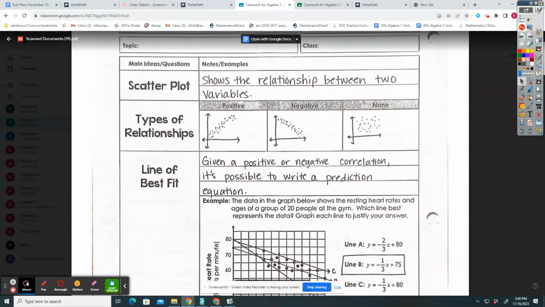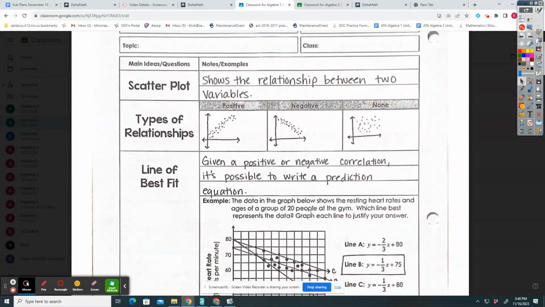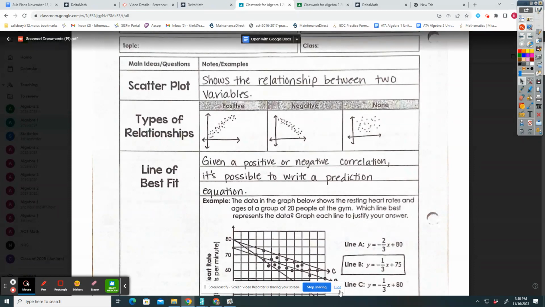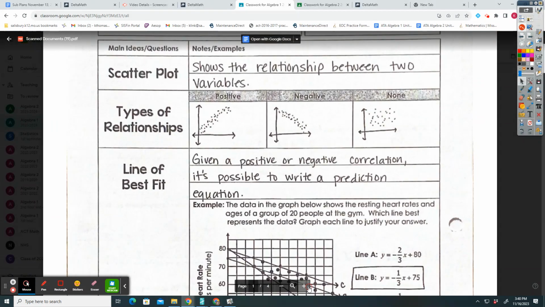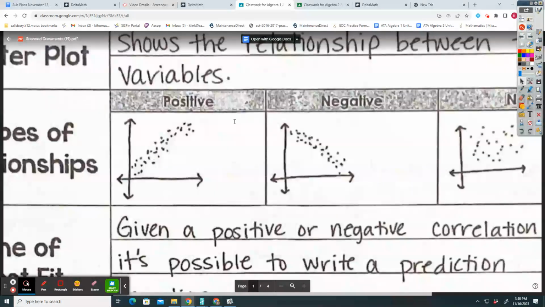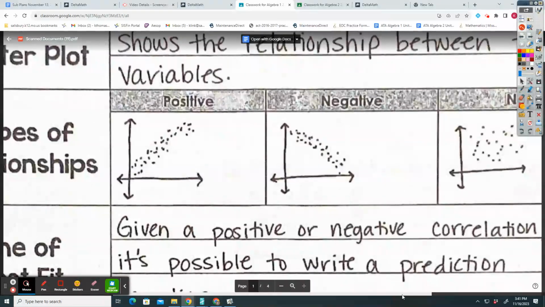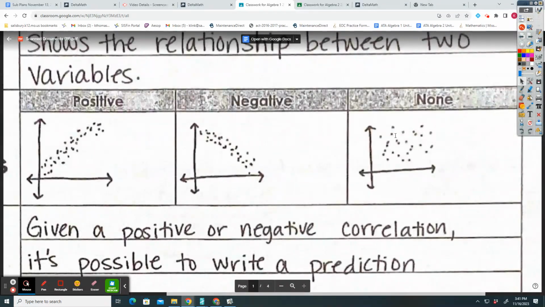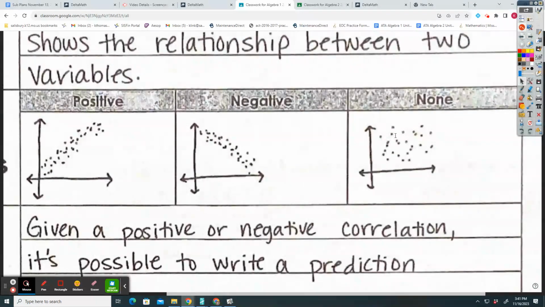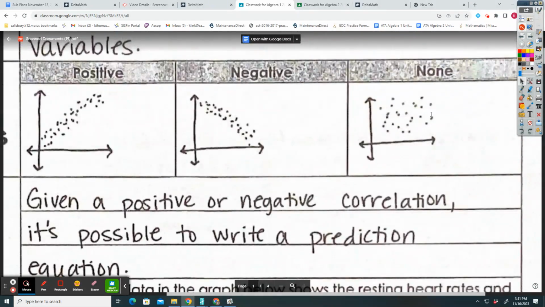Guys, today we're going to look at scatter plots and line of best fit. A scatter plot shows a relationship between two variables. So we've got positive, negative, and no correlation, or none. Positive is if the dots on the scatter plot are increasing. Negative correlation is if the dots, when graphed, are decreasing. And no correlation, or none, is when the dots are all over the place.